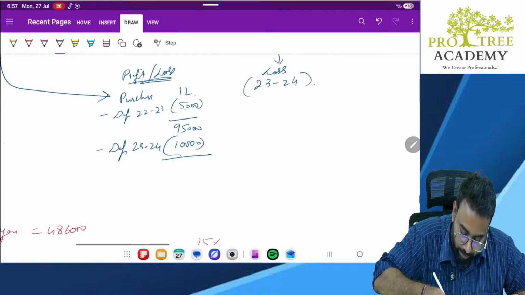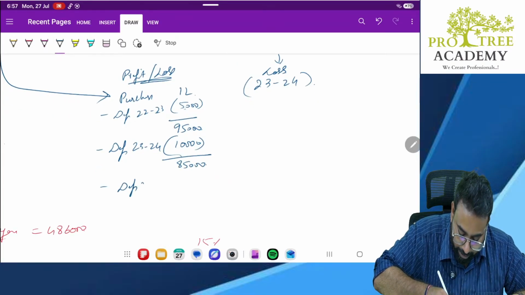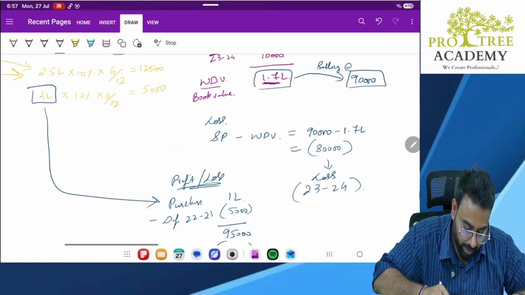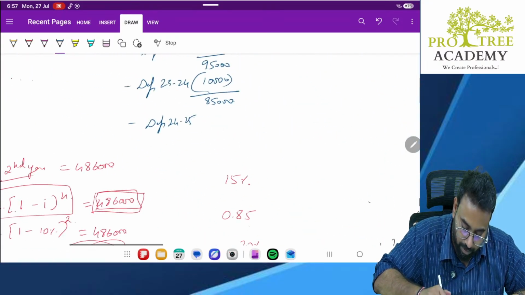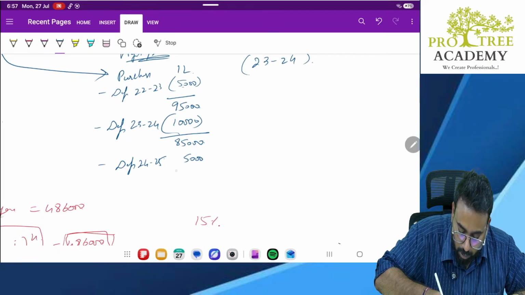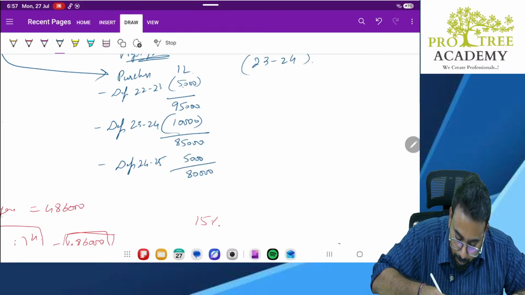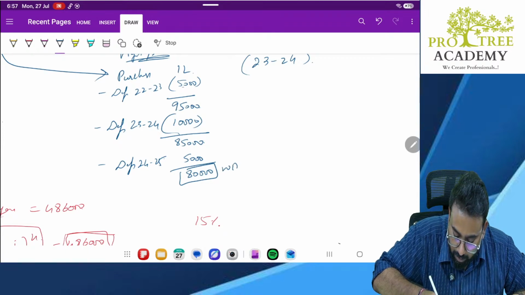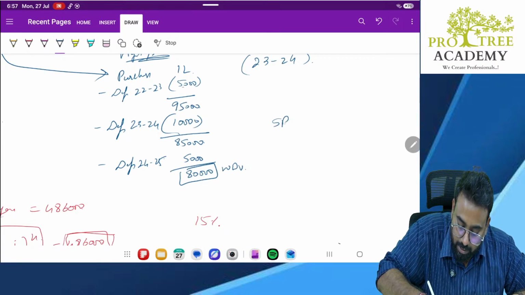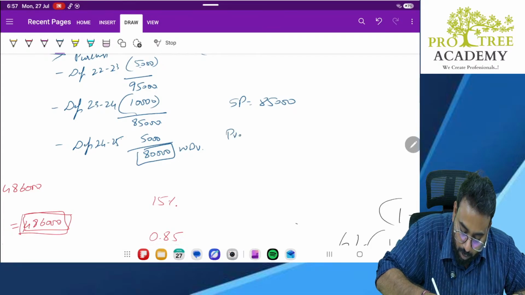Okay, so what is remaining? 85,000. Now again depreciation for 24-25. So how much is the depreciation? Again 5,000. So what is the WDV? 80,000. Now WDV is 80,000. Selling price is 85,000. This means what? Can we find out profit or loss?